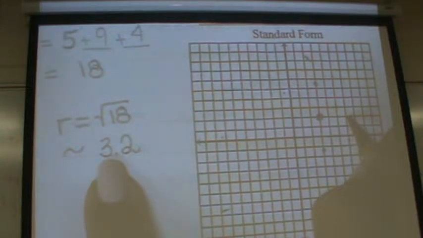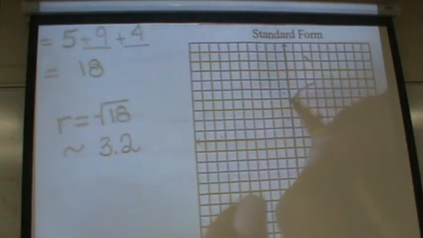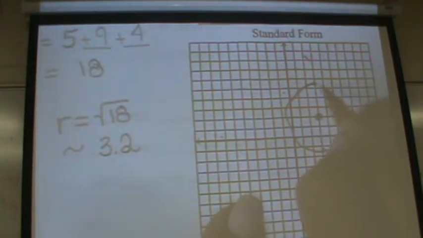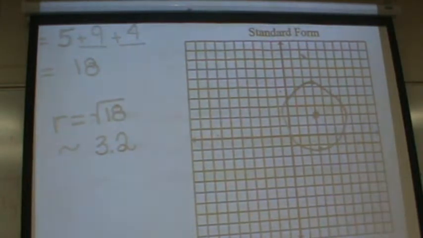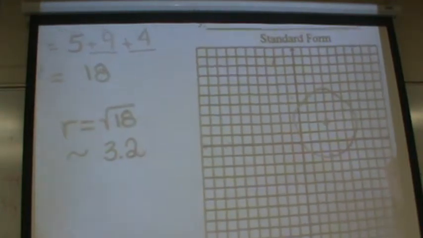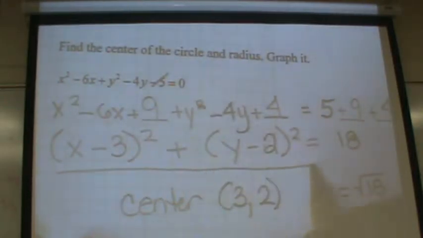But you're not going to be able to use a calculator on this test unless you use the scientific ones. I don't care about that. You just can't use a graphing calculator on this. Okay, so what do we write on the line? Actually, this is standard form right here.